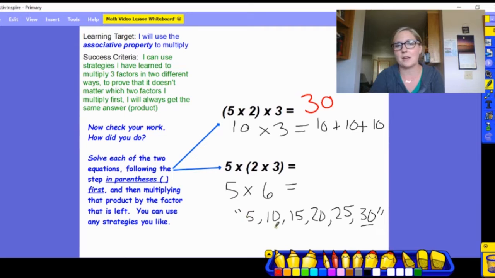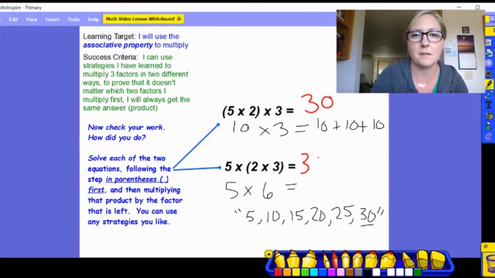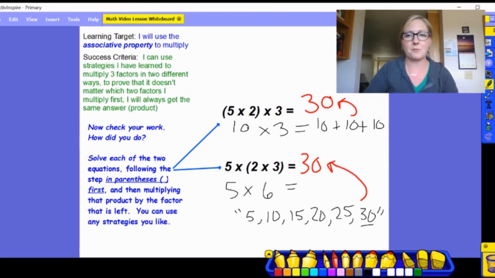And underneath that, I just showed how if you did skip counting by 5s, you could have counted 5, 10, 15, 20, 25, 30, and 6 5s, or 5 times 6, would equal 30. So both of those ways, using associative property, we have proven that no matter how we group our factors, the answer to 5 times 2 times 3 should be 30.